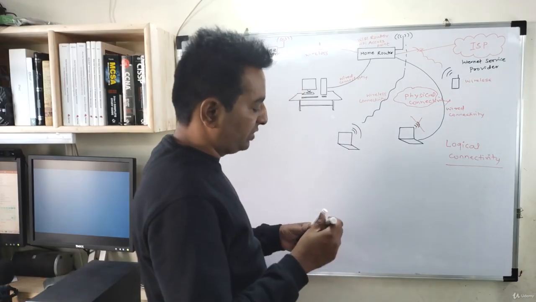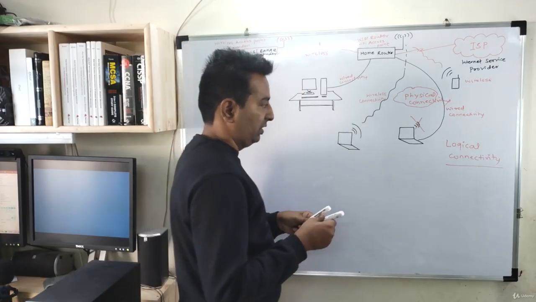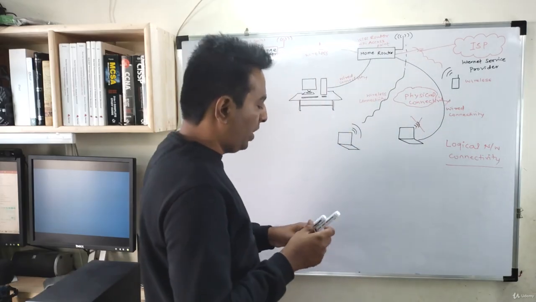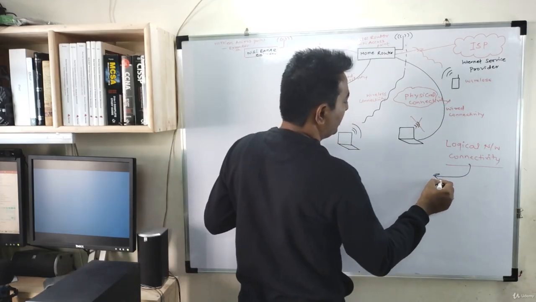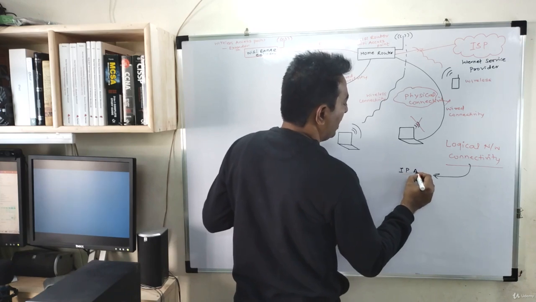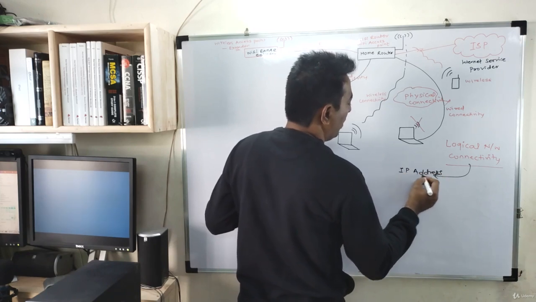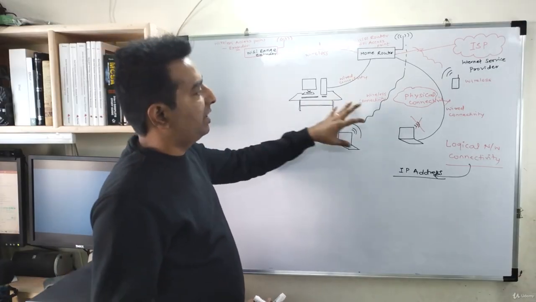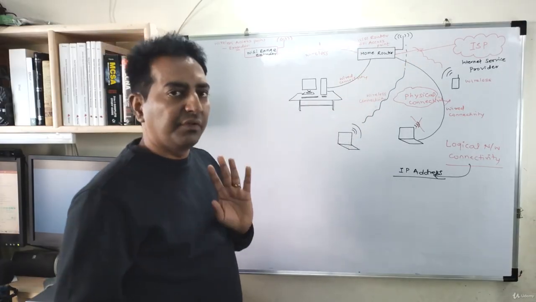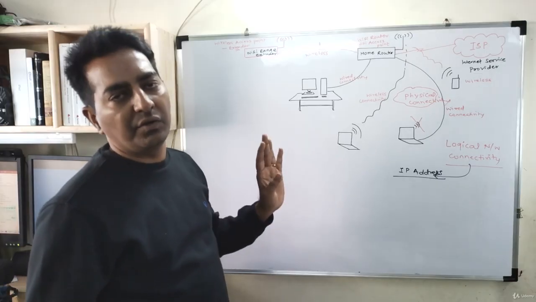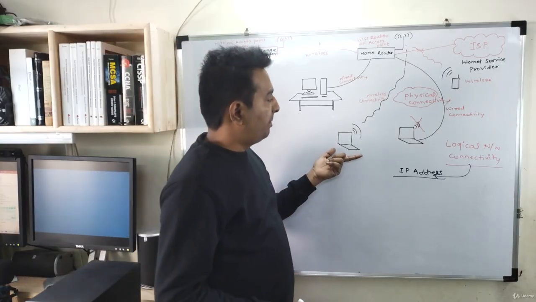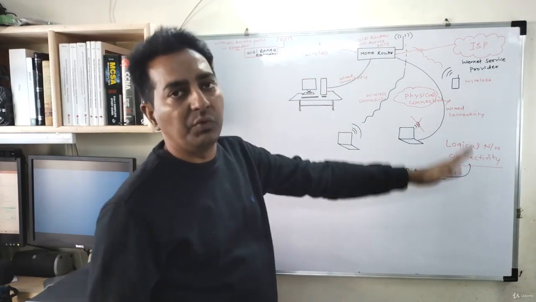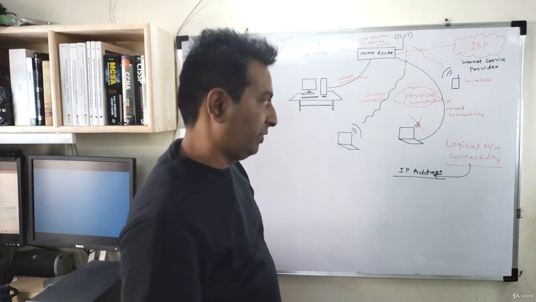To build this logical network connectivity, what you need is an IP address assigned to all these devices. As I said previously, every device on the network needs to have some address, it could be a MAC address or an IP address, on the basis of which it is going to understand the source and destination and subsequently talk to other devices on the network.